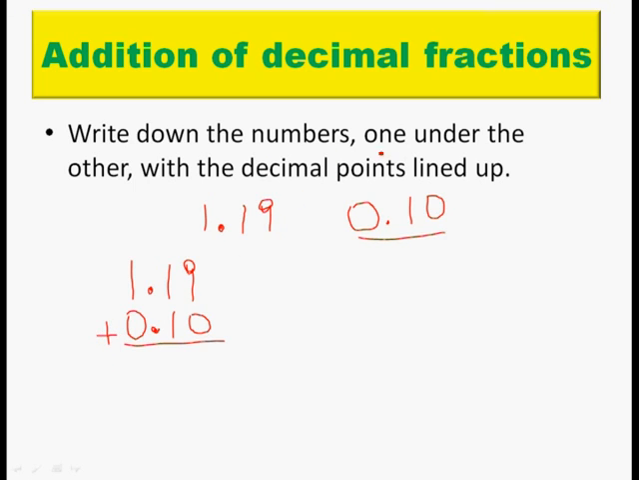So simple. Write one under the other. And it says what? With the decimal points lined up. So you can see that both decimal points are what? Lined up. So 0 plus 9 is 9. So add normal. 1 plus 1 is 2. Keep the decimal point. And then 1 plus 0 is 1. So your answer is equal to 1.29. Very good.